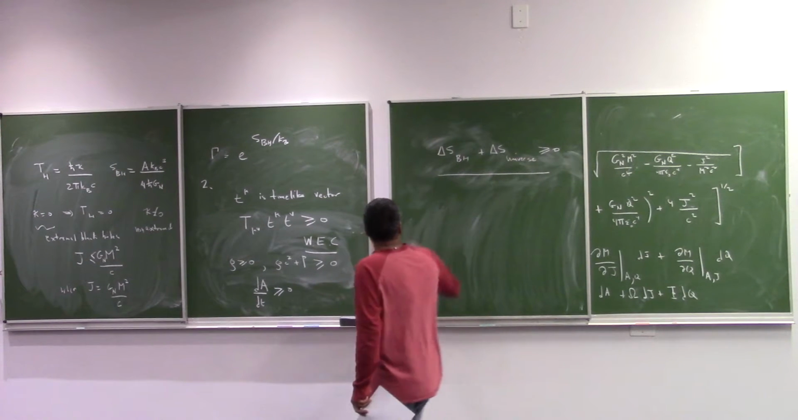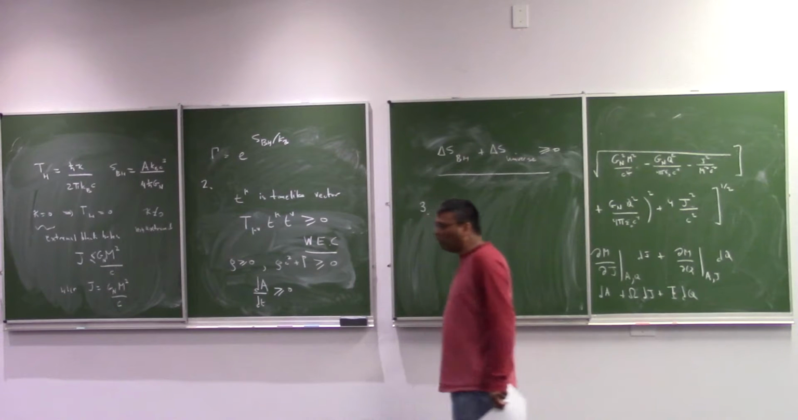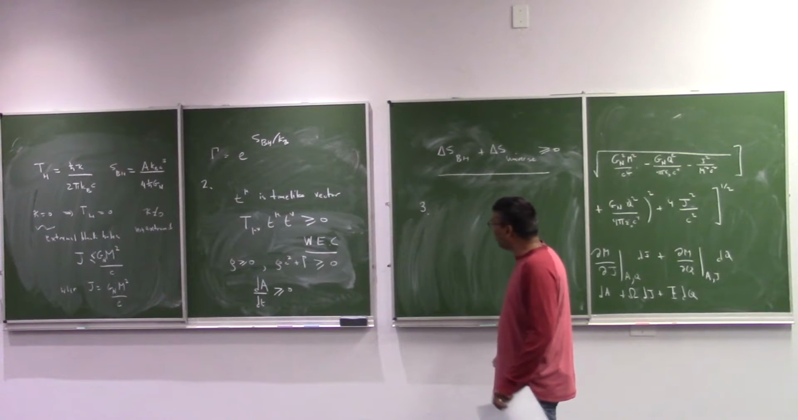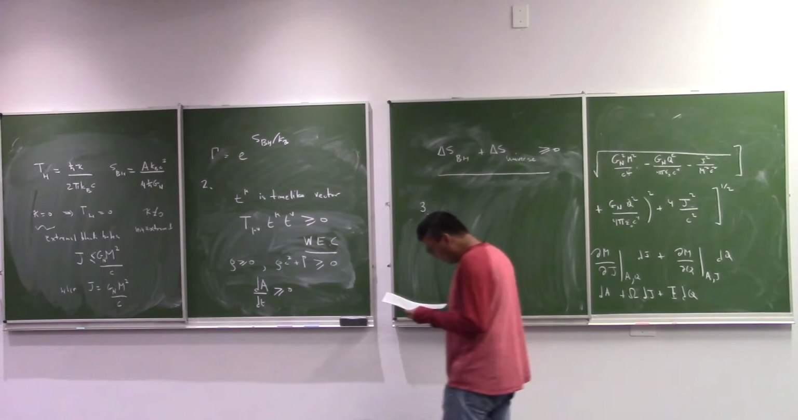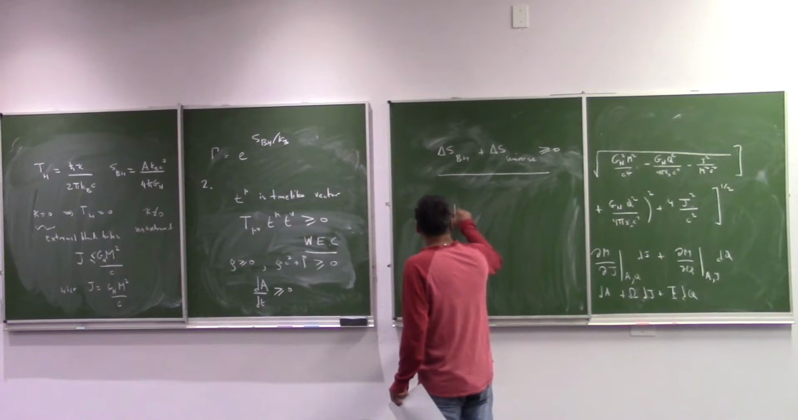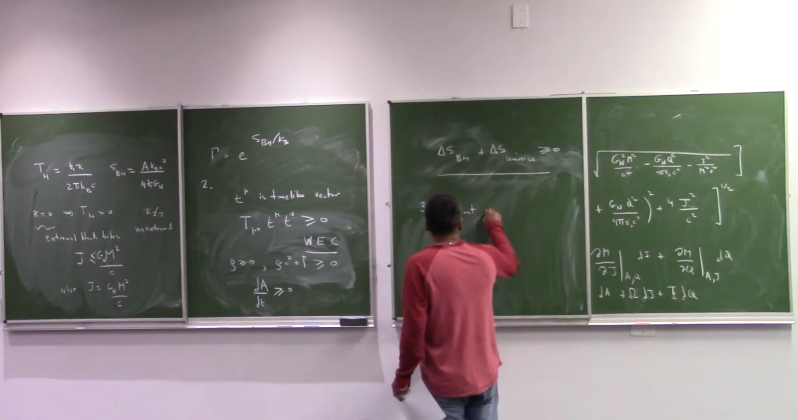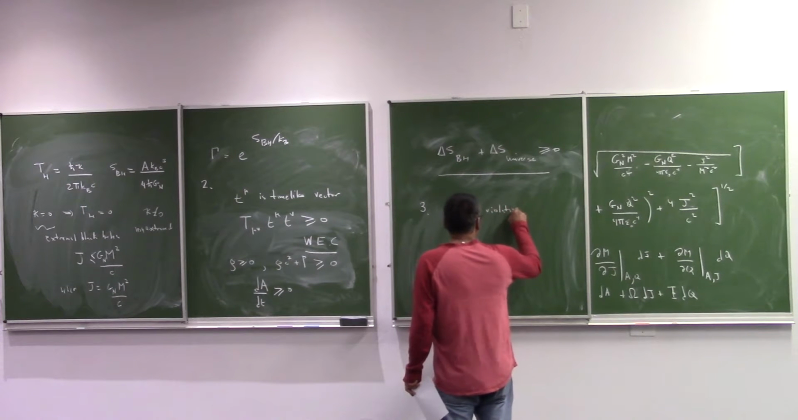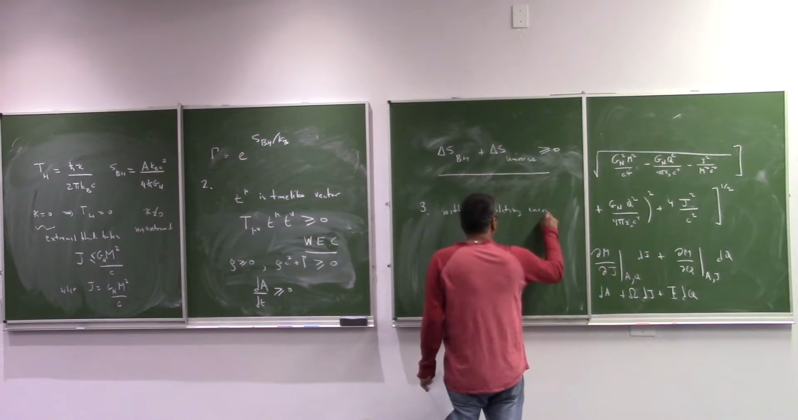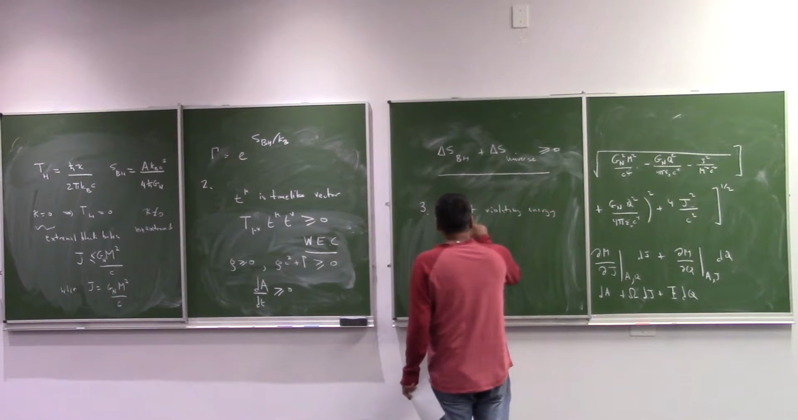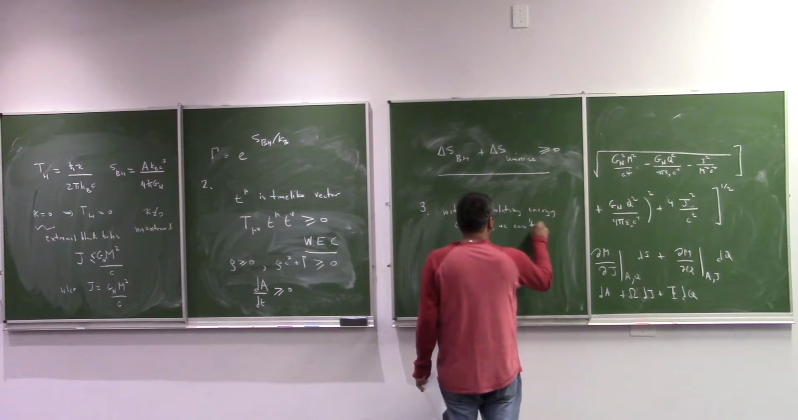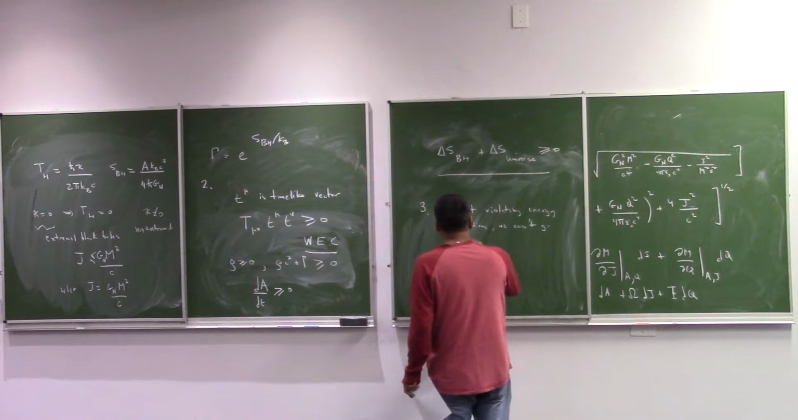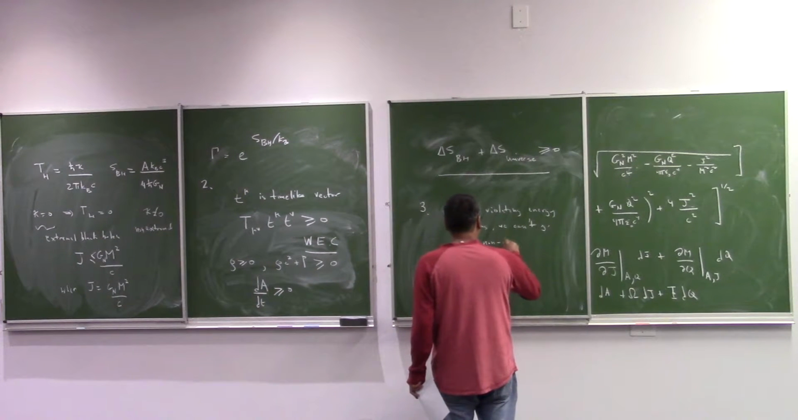Okay. Finally, there's a third law of black hole mechanics. The third law of black hole mechanics is that without violating energy conditions, we can't go from non-extremal to extremal.